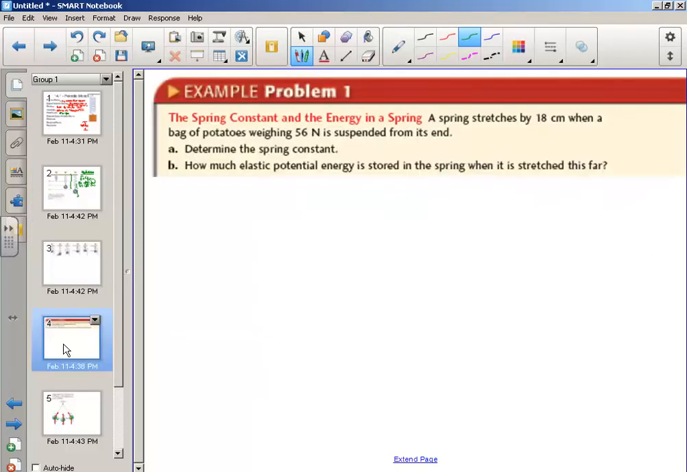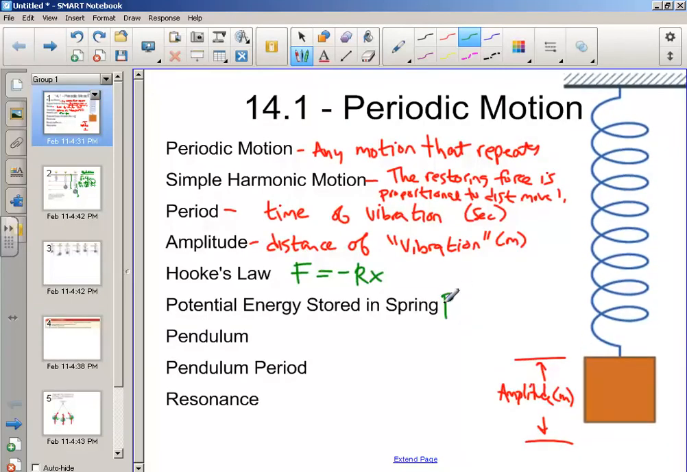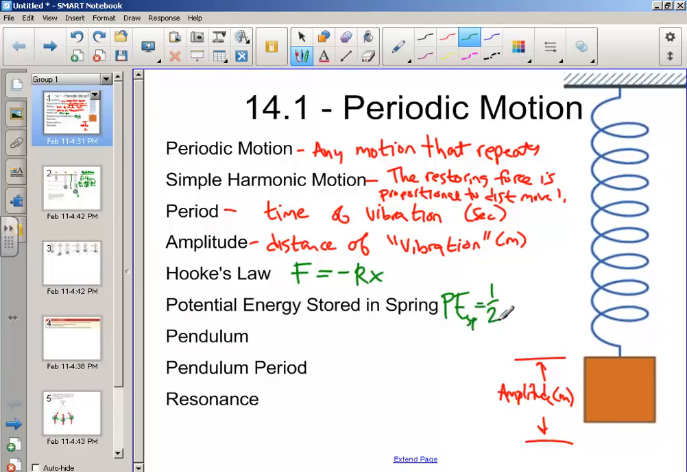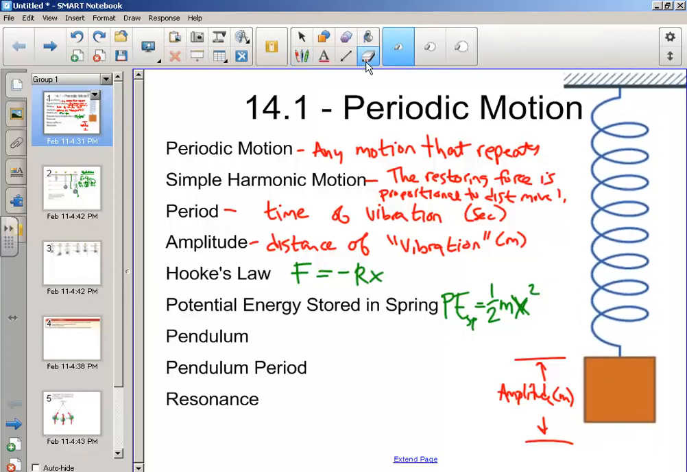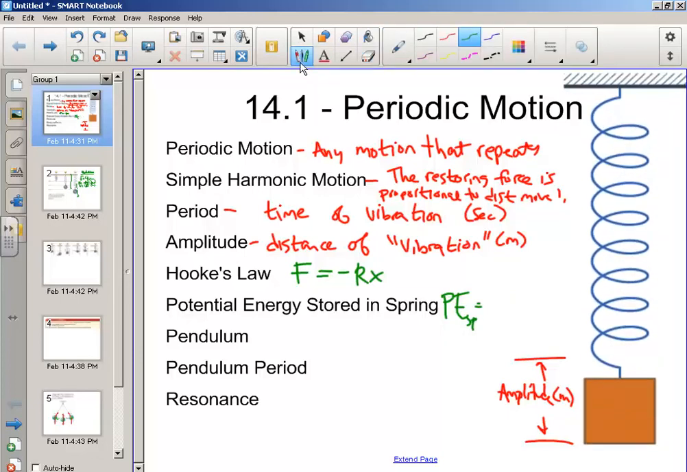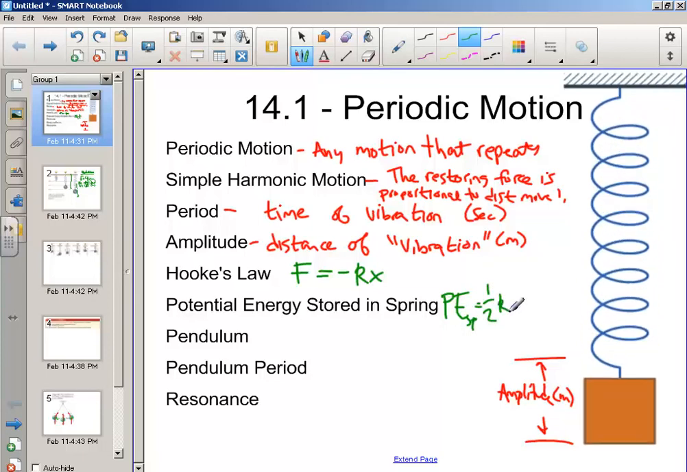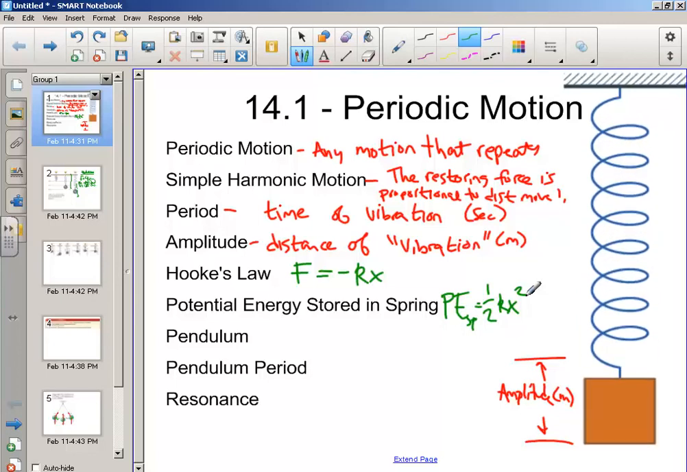Now here's an example using the spring constant, and before I do that, I want to talk about the potential energy. The potential energy of a spring, the equation is 1/2 mx squared. I'm very sorry, not 1/2 mx squared. I'm thinking kinetic energy. Kinetic energy for motion is 1/2 mv squared, but potential energy is 1/2 kx squared. It's 1/2 times the spring constant times how far you stretched it, squared.